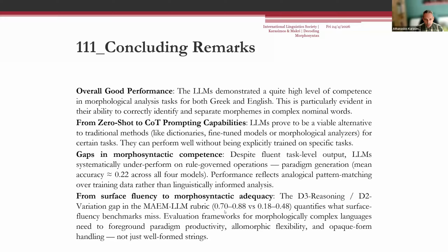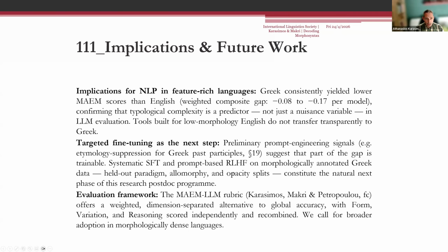And that's the reason why evaluation frameworks for morphologically complex languages need to foreground paradigm productivity, allomorphic flexibility, and opaque form handling, which is one of the key issues in computational analysis. For this reason, we hope that our metric system shows that the implication in rich languages still remains an issue, not just because the tools were built for low-morphology English and transfer transparently to Greek or to any other morphologically rich language.